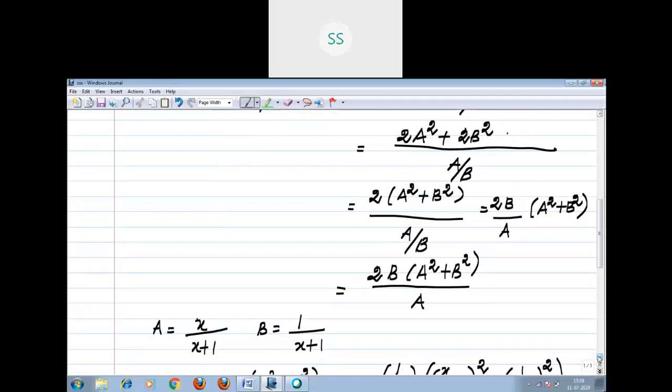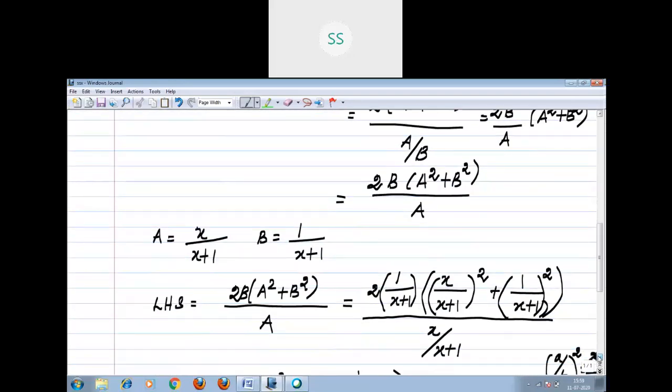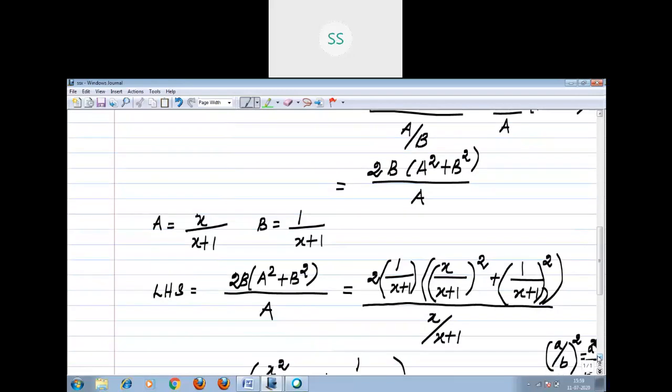Now we are applying the value of a and b, right? Your LHS you arrived as 2b into (a square plus b square) divided by a. Then you are going to substitute the value of a and b. What is your a? A is x by x plus 1, B is 1 by x plus 1. That you substitute. That's it. 2 into B, 1 by x plus 1. Then I use the double bracket: A, x by x plus 1 the whole square, plus B, 1 by x plus 1 the whole square.